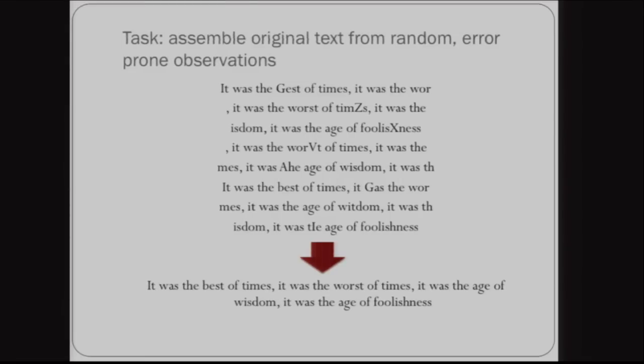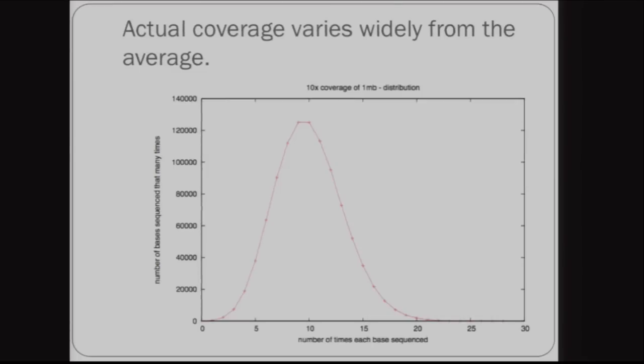So when you get out these sentence fragments from the paper shredder, they may have errors in them in the process of turning them into computational data. And so your job as a computational biologist working on assembly is to recover this original text from this very messy, error-prone data set. And so because we're sampling at random, coverage becomes very important.